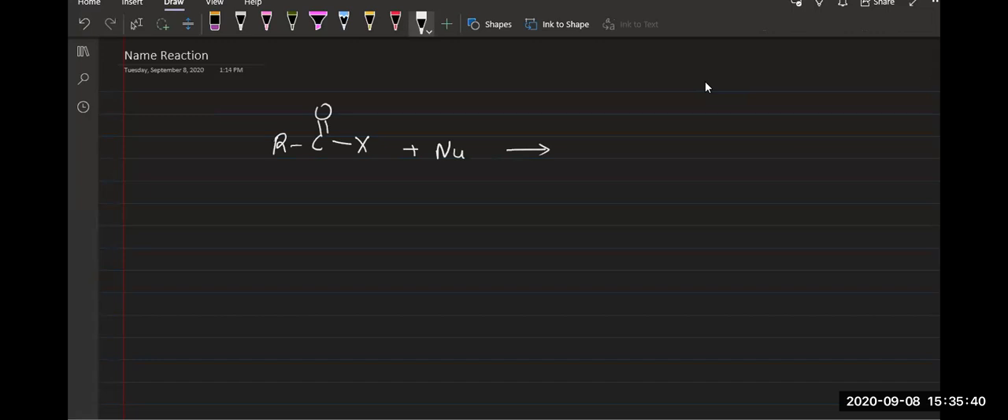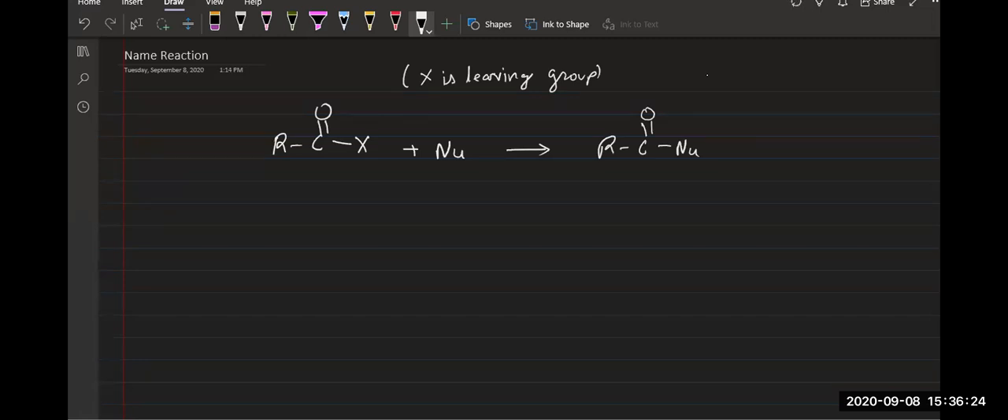Now tell me what would be the product? Okay, very good. Most of you said that it will be R, C double bond O, and Nu, right? This is nucleophilic substitution through acyl intermediate. We have studied that. Now, this is when X is your leaving group, any leaving group.